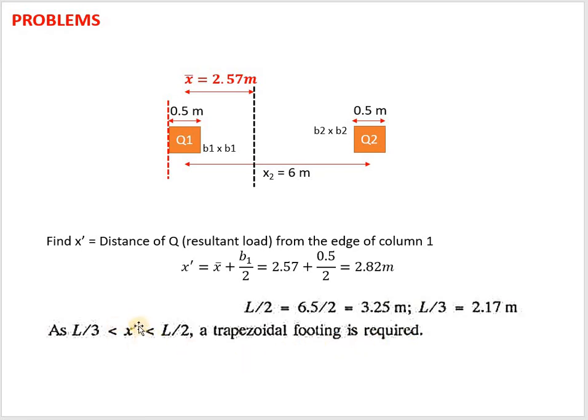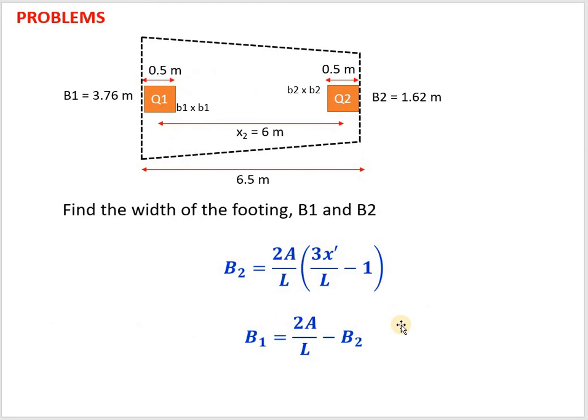And again, if this X dash is further less than L by 3, then it is a different case where you go for a strap footing. Already I have discussed what a strap footing is. That footing is provided when the X dash is less than L by 3. So if nothing is mentioned, you have to be very careful with these conditions. Based on the conditions, you have to design the footings. So here it is definitely a case of trapezoidal footing.